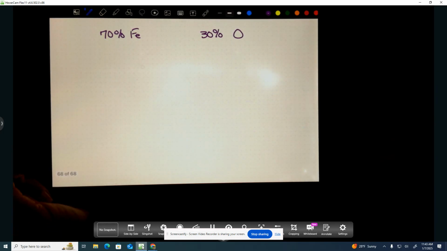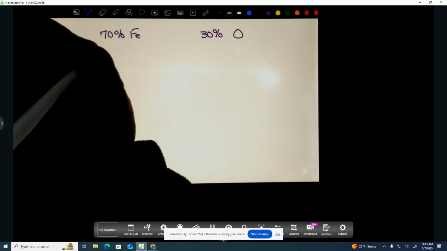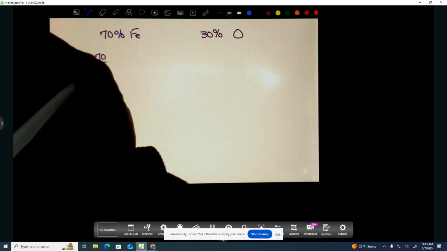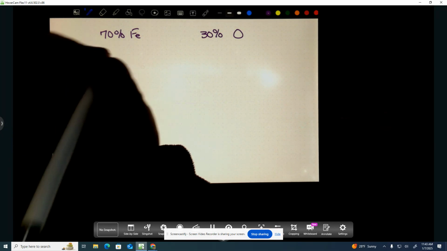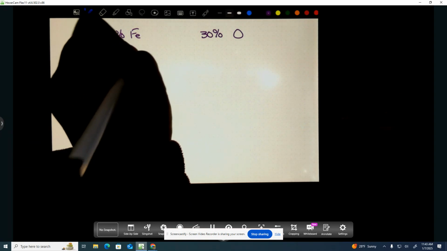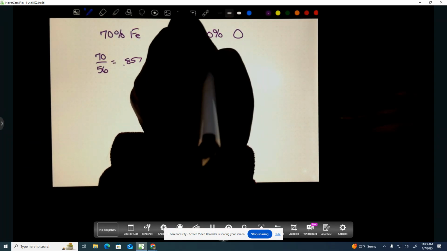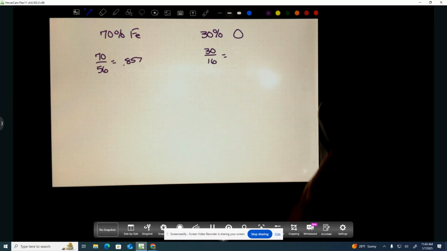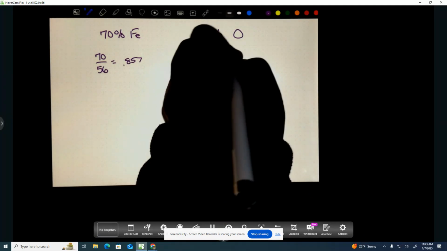Let's do the one that actually I was going to do before, and you'll see it again. 70% iron. What? If it's like 0.9. Yes, and then you just leave it. Let's do oxygen because that's the one I was actually supposed to be doing, but I'm a meatball. All right, 70 divided by 56. It's going to give me my moles, which we did here, which was 0.857. And oxygen was 30 divided by 16. And 1.875.